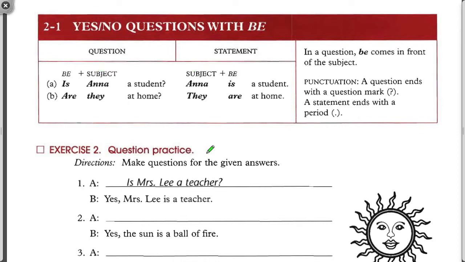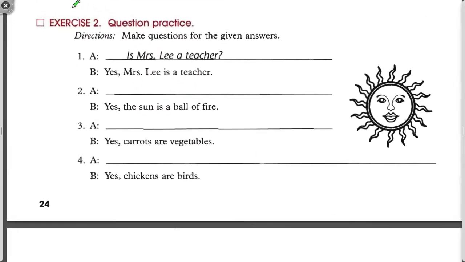The best way to learn this is to do practice, which is what we're going to do. Exercise 2, question practice. Here we're going to make questions out of the given answers. So number 1 is done for us. The answer is yes, Mrs. Lee is a teacher. The question is, is Mrs. Lee a teacher? So the verb and the subject in this sentence are switched.